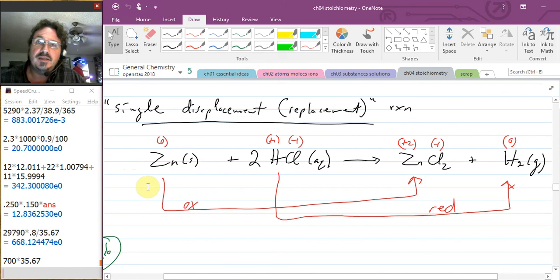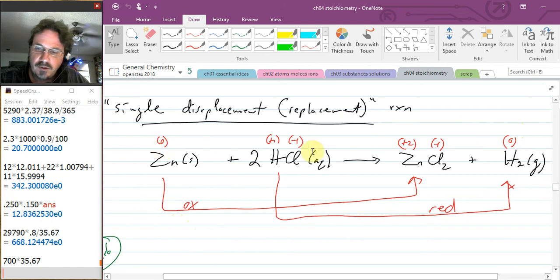Let's look at the oxidation numbers. Zinc's all by itself, so it's 0. Hydrogen and chloride, plus 1, minus 1. Pretty straightforward. Here, it's an ionic compound, so a plus 2 on the zinc and a minus 1 on the chloride. Here, hydrogen's all by itself, so it's a 0. Those are pretty easy to assign, and now let's look at it.